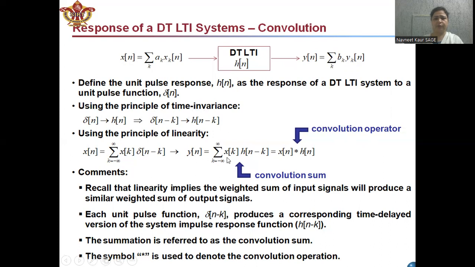So now the output will be the summation of x[k] h[n-k], which is the formula for the convolution of x[n] and h[n], and it is represented as x[n] convolved with h[n]. So, if I want to find the output of any discrete time LTI system, I will take the convolution sum of the input signal and the unit impulse response of the system.